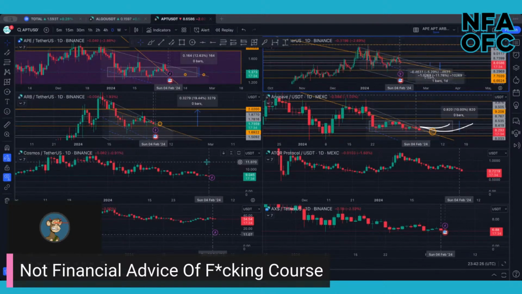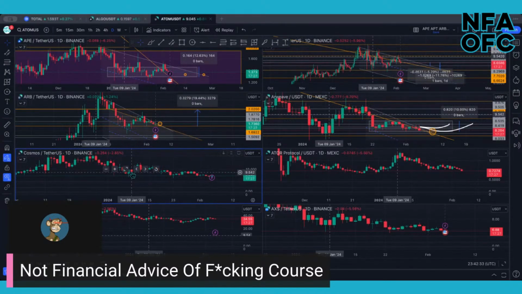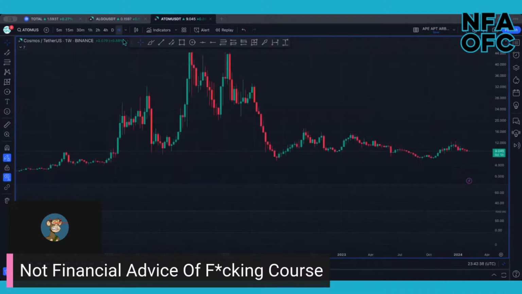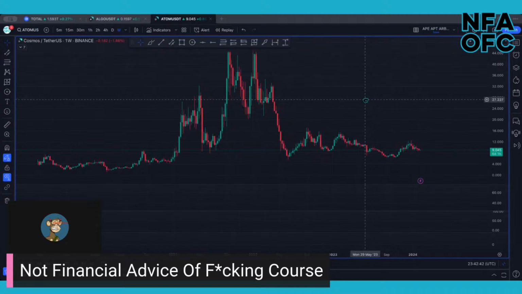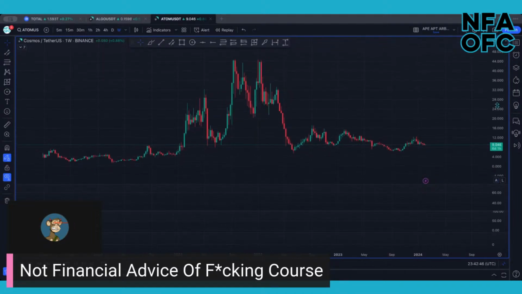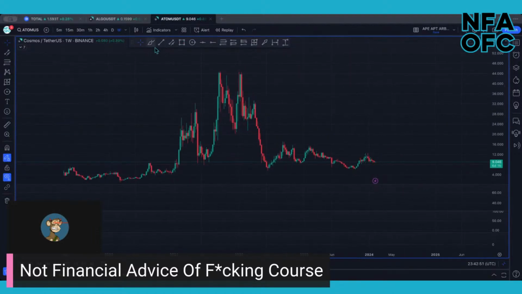All right, what's up next? Cosmos. Lots of compression. Nice old token. If I remember correctly, it's a banking token, to be honest. Nice double top too, like a perfect double top.